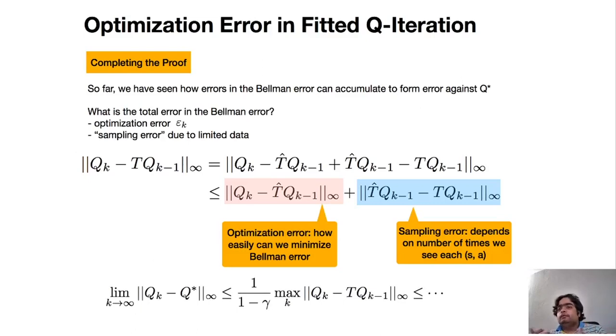And finally, what you need to do to get the overall error bound is take qk minus q star and use the fact that you are upper bounding this by 1 over 1 minus gamma times the maximum Bellman error, which is upper bounded by the sum of these two optimization and sampling error terms that we derived so far. So essentially, you get the overall bound that says qk minus q star in infinity norm depends on a term that depends on sampling error and the optimization error, which is controlled by how easily you can minimize your empirical Bellman error in the algorithm.